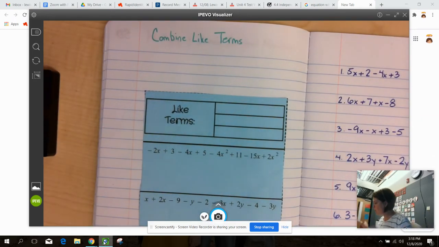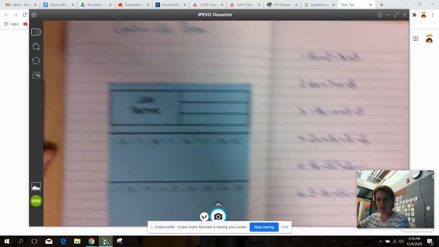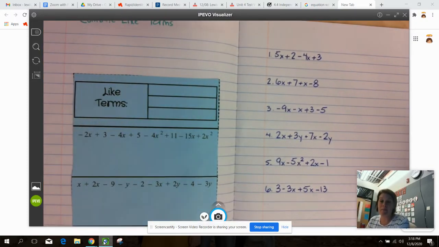So the first word we're going to talk about is the word. Sorry, I'm trying to get this fixed. There we go. You can go ahead and pause and copy that.